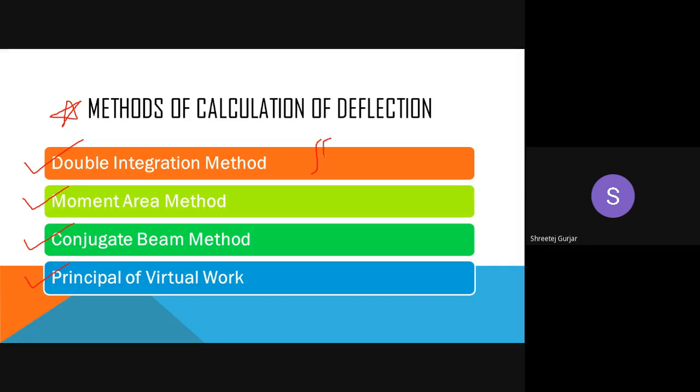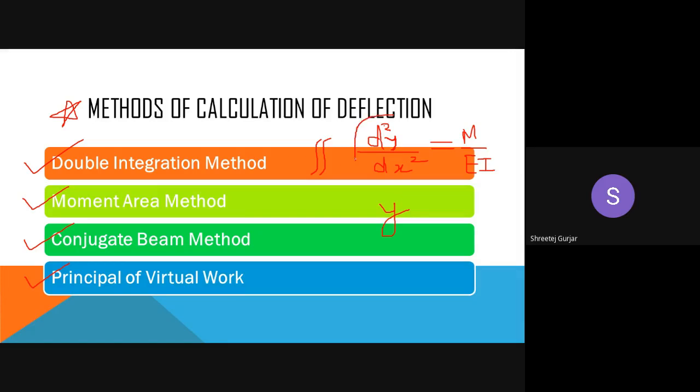In double integration, what is double integration? Why do we use it? What is the formula that we use to calculate your moment? It is d squared y by dx squared, that is equal to moment by EI. So what is your deflection? Deflection is nothing but y. Deflection is termed as y.